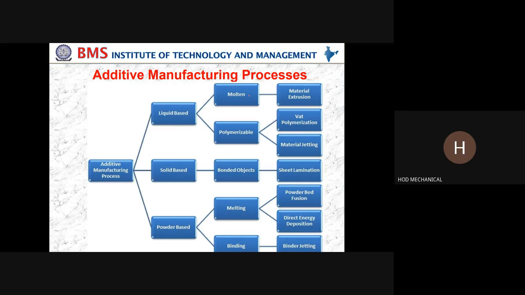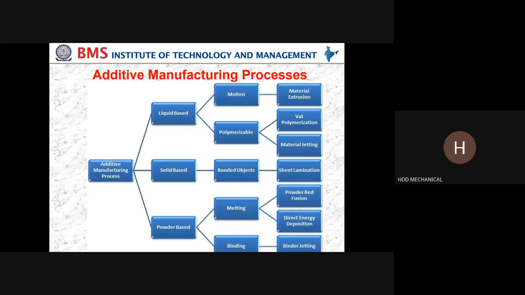If molten material is used, the process is called material extrusion. If it is polymerizable, we call it vat polymerization or material jetting. For solid-based, bonded objects, it is sheet lamination. Then for powder-based, we have powder bed fusion, direct energy deposition, and binder jetting.